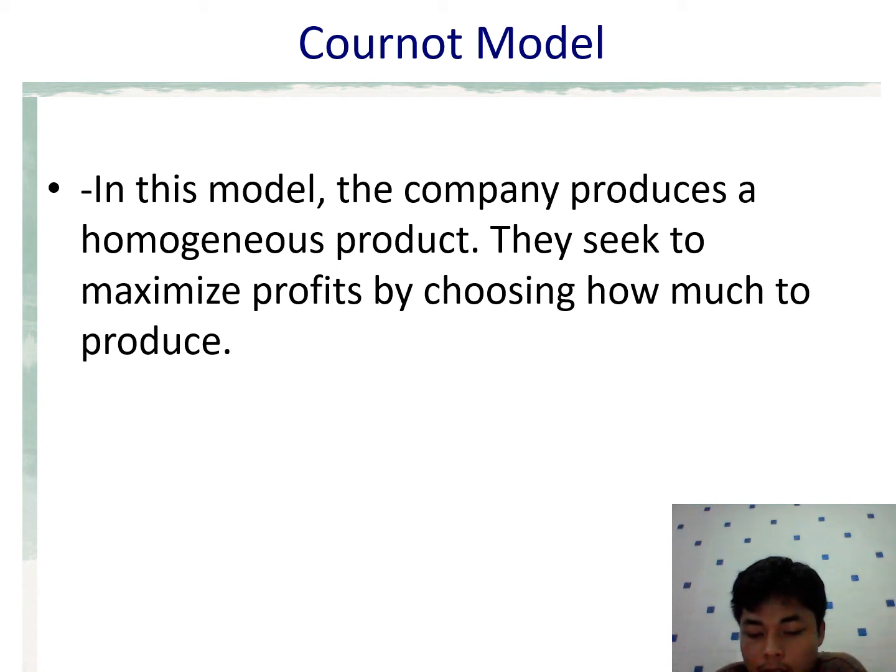In this model, the company produces a homogeneous product. They seek to maximize profit by choosing how much to produce. Therefore, in this market structure, the basis of competition is the amount of output produced. All firms select output simultaneously and take according to the number of their competitors. They assume competitor output don't change.